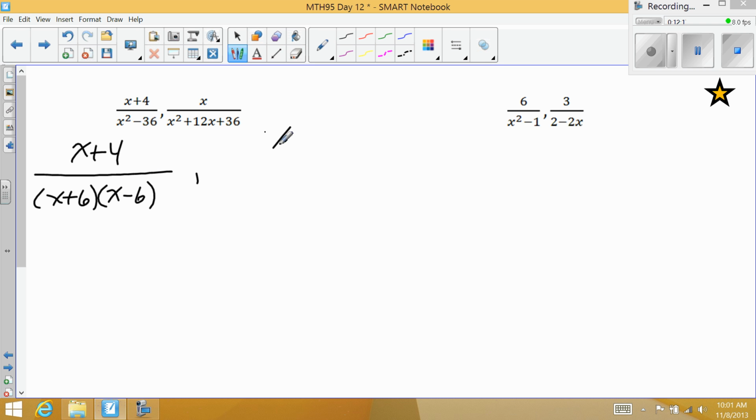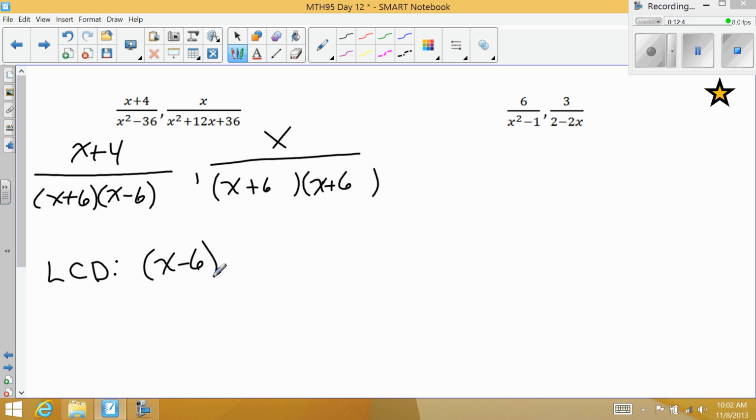And then my second rational expression is going to factor. And it's actually a perfect square. This one's going to be x plus 6, x plus 6, or x plus 6 squared. So when we find the least common denominator on this one, we'll need the x subtract 6. So that's a factor. And then we've got an x plus 6 here and showing up twice here. So we'll need x plus 6 squared, or x plus 6, x plus 6, as our least common denominator.